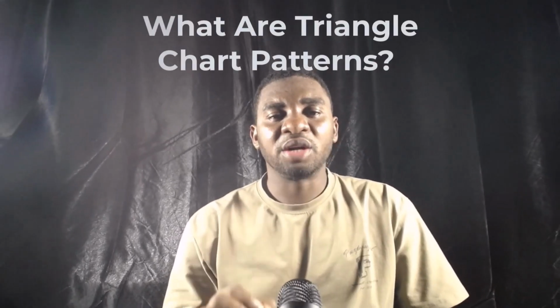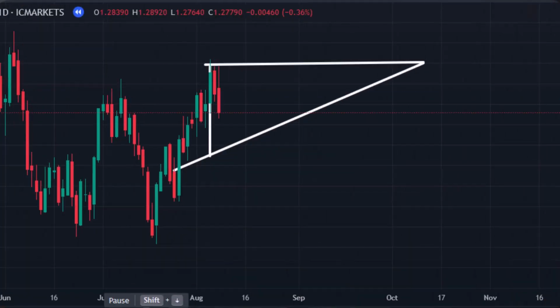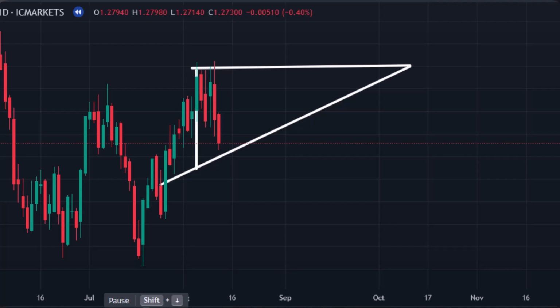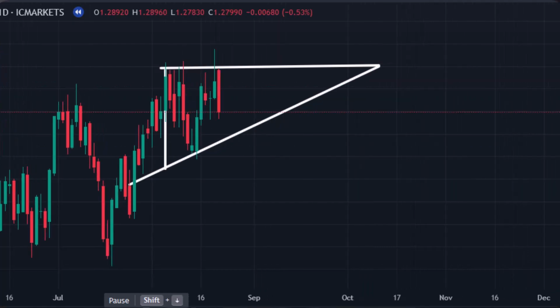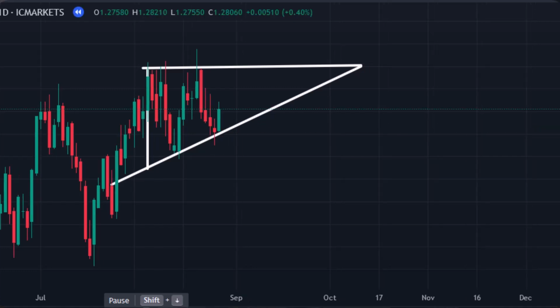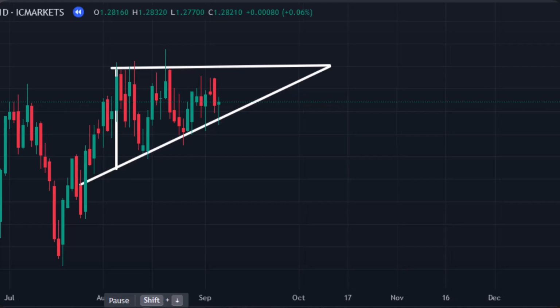What are triangular chart patterns? Triangular chart patterns are powerful continuation or reversal patterns formed by converging trend lines that indicate market indecision before a breakout occurs. We have three types of triangular breakout. We have ascending triangle, descending triangle, and symmetrical triangle.